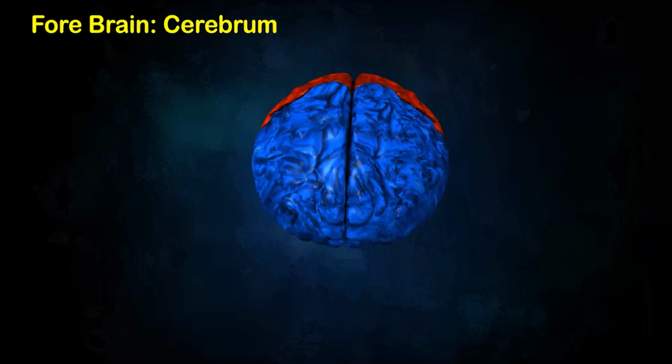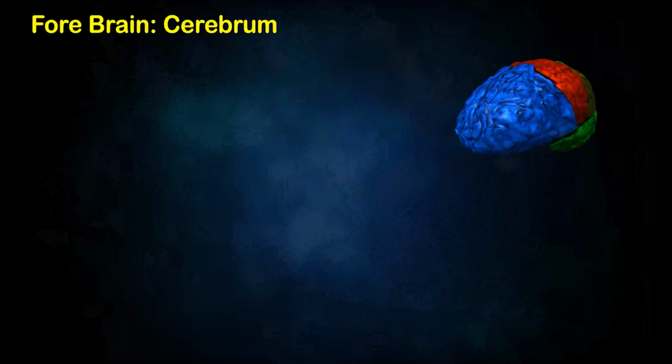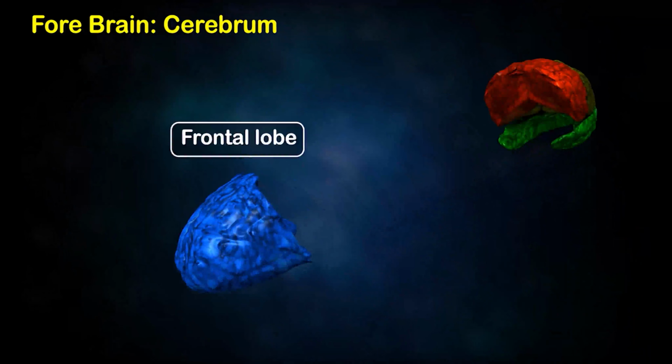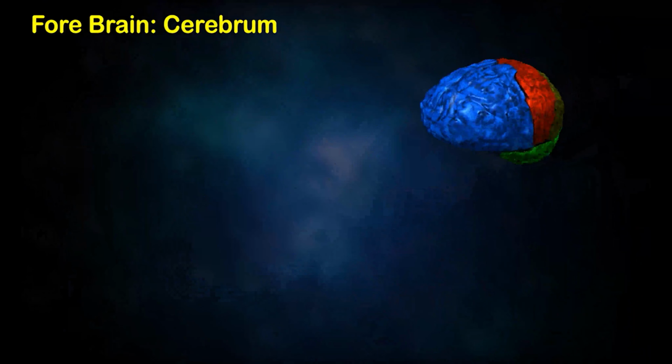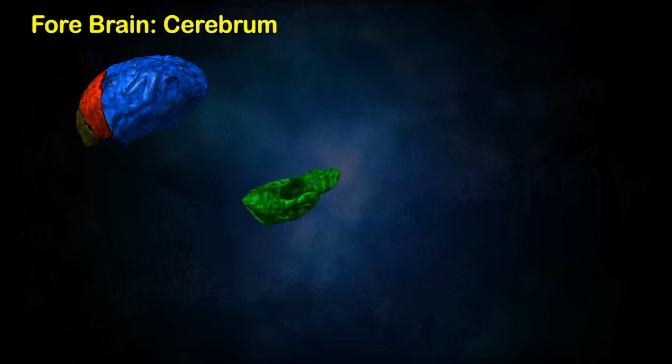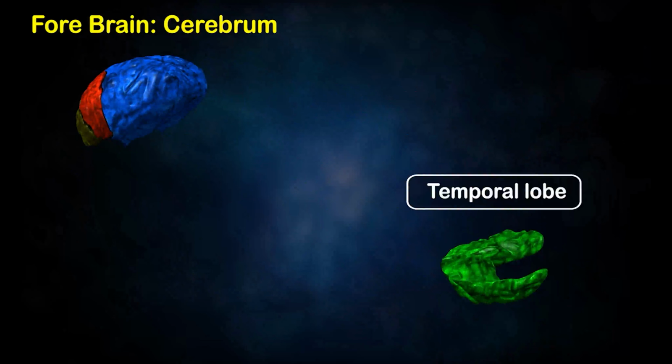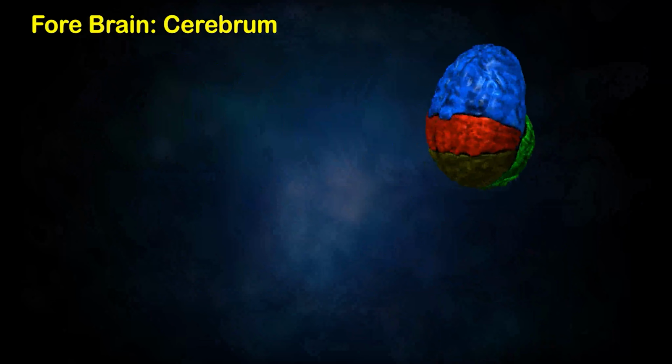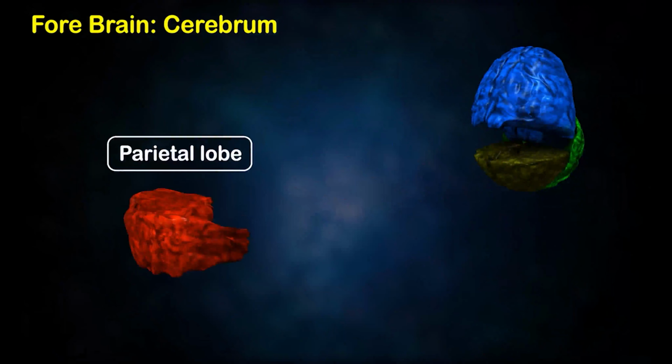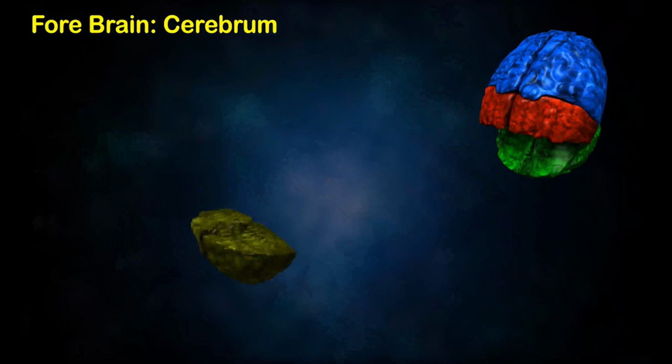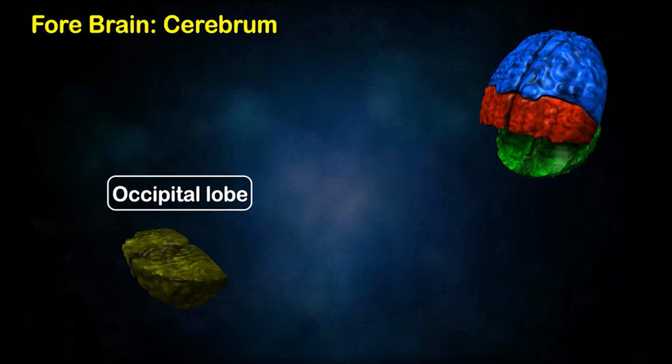Sulci separate each hemisphere into 4 lobes, that is, frontal lobe, temporal lobe, parietal lobe, occipital lobe.